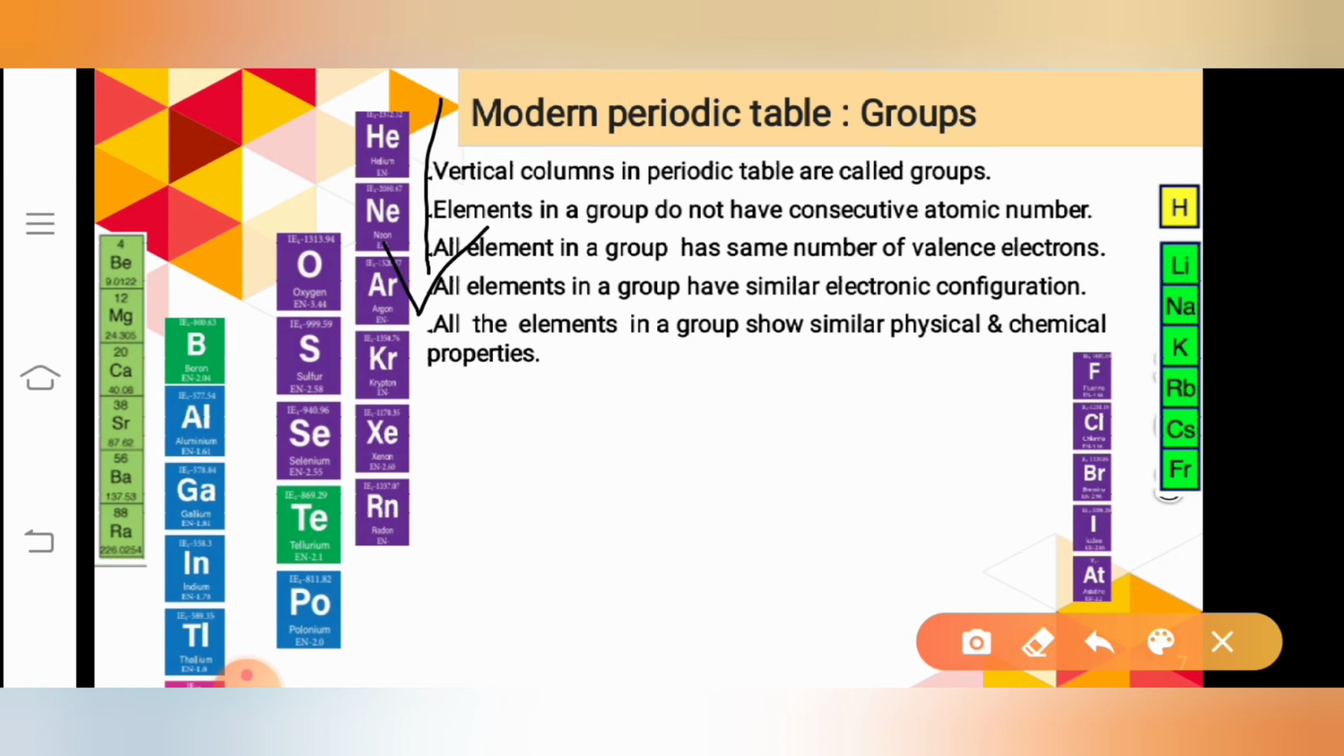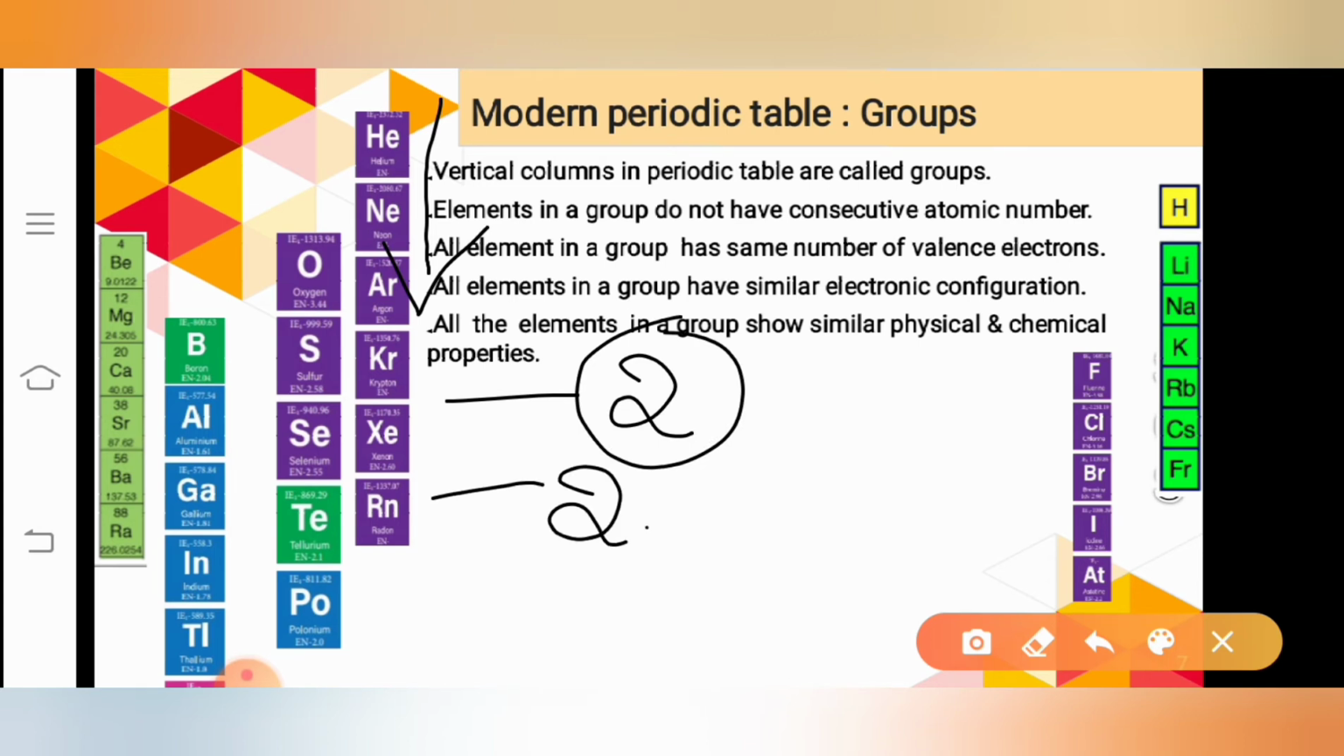For example, helium. Helium has 2 electrons, so it can accommodate only one shell, right? Neon has atomic number 10, so its electronic configuration is 2,8. Then followed by argon, 2,8,8.